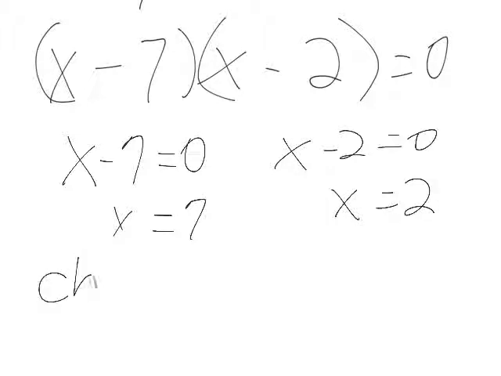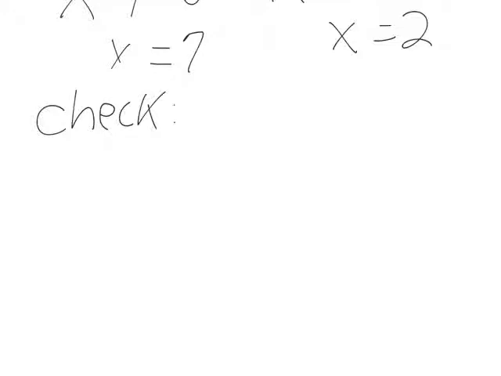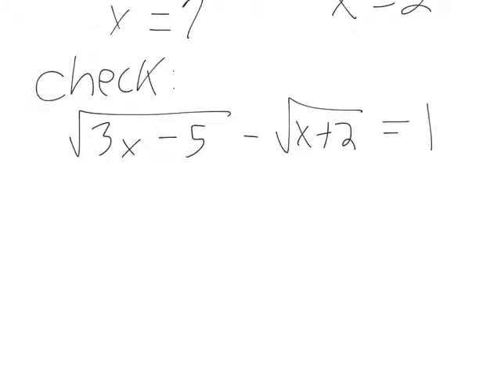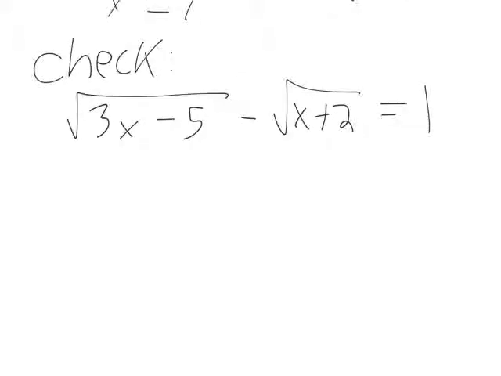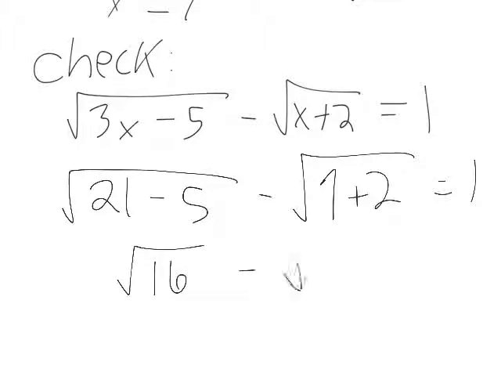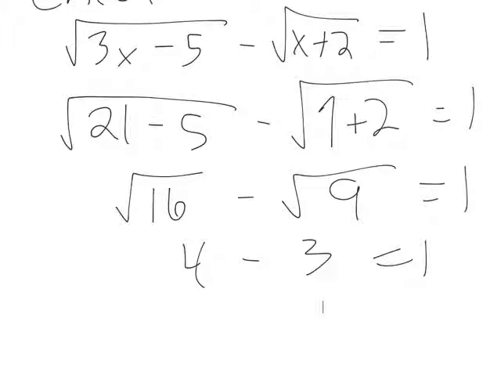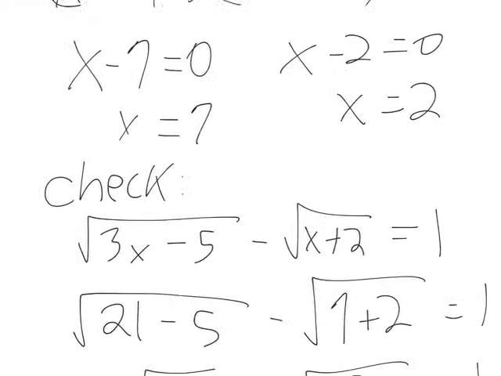And you do have to check them, okay? Just like you do for any of the other radical equations, you do need to check these. So we'll need to go back to our original problem. Here's our original equation that we started out with, and we are checking the positive 7 first. So I'm going to have the square root of 3 times 7 minus 5 minus the square root of 7 plus 2 equals 1. 21 minus 5 is 16. 7 plus 2 is 9. So 4 minus 3 equals 1, and that's a true statement. So we've got that 1 equals 1, and that means the 7 works.